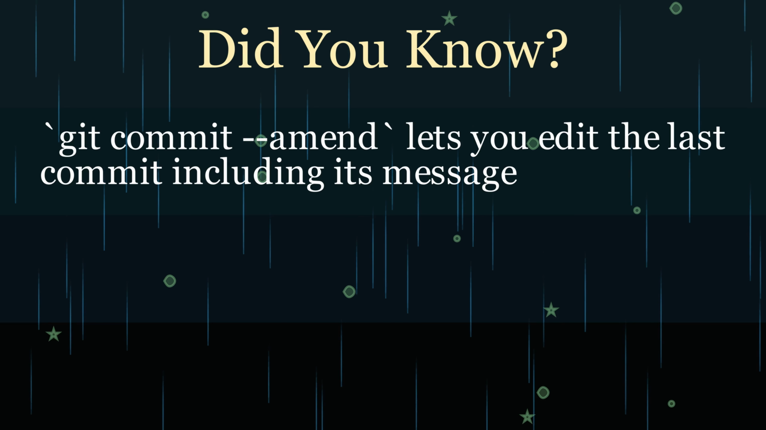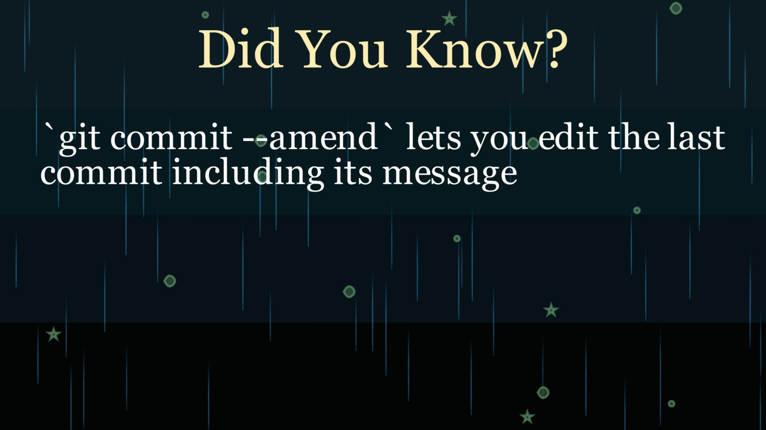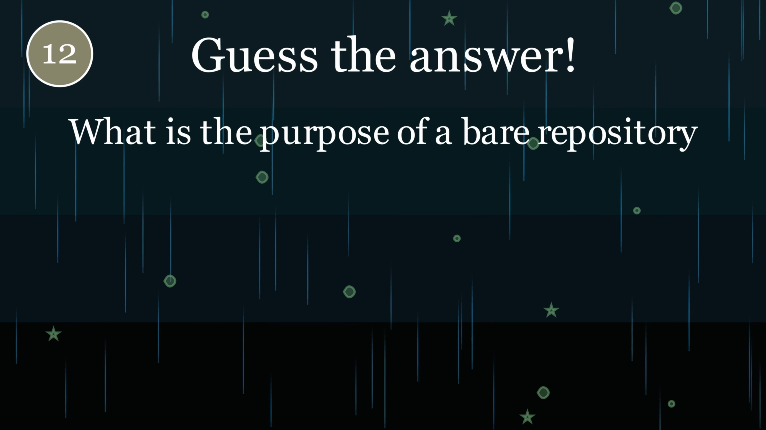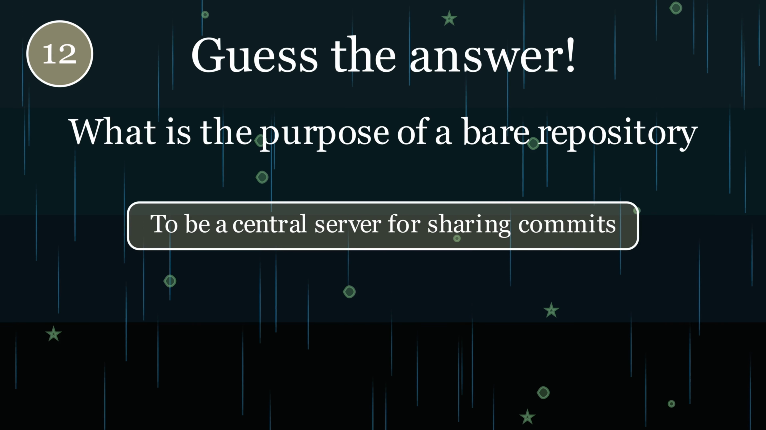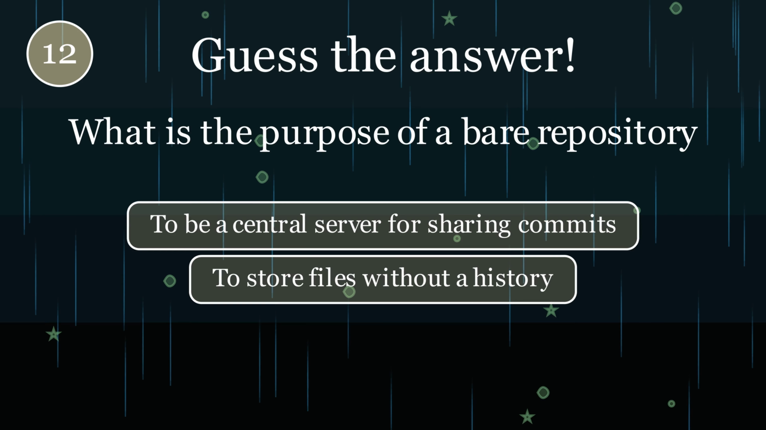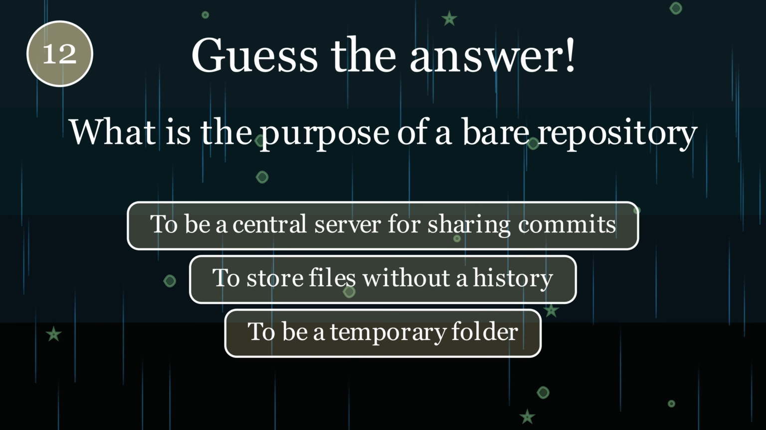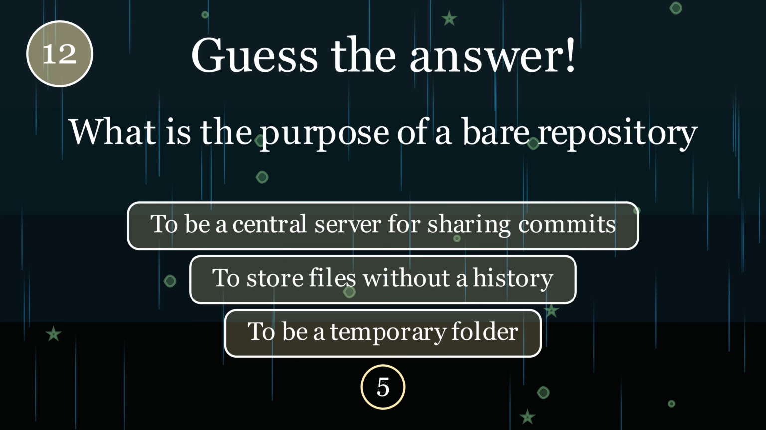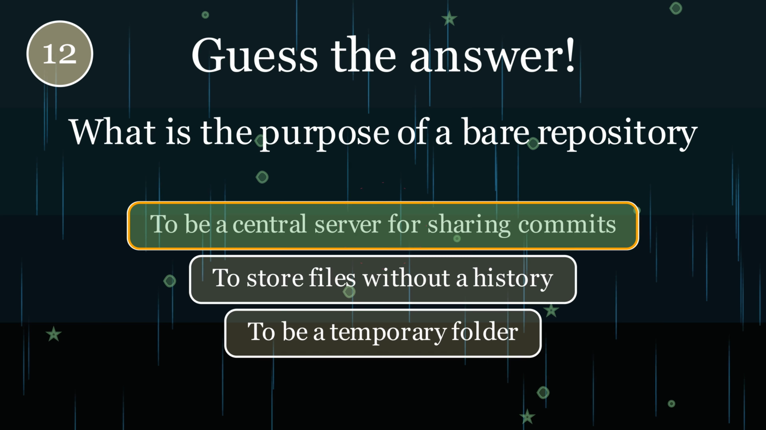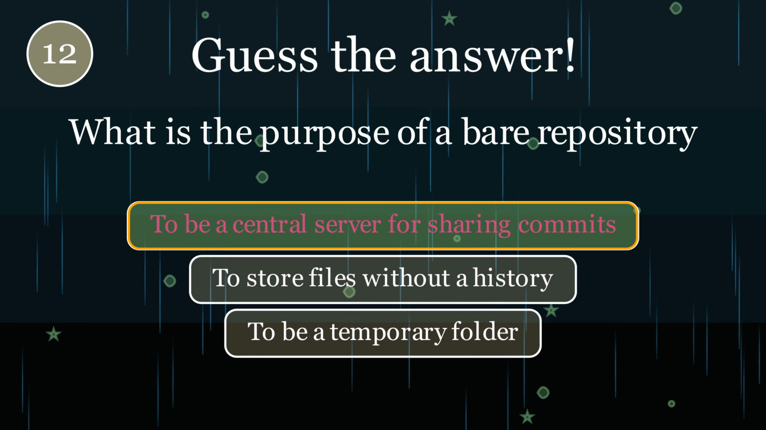A quick fact for you: Git commit amend lets you edit the last commit including its message. What is the purpose of a bare repository? To be a central server for sharing commits, to store files without a history, to be a temporary folder. The correct answer is to be a central server for sharing commits.